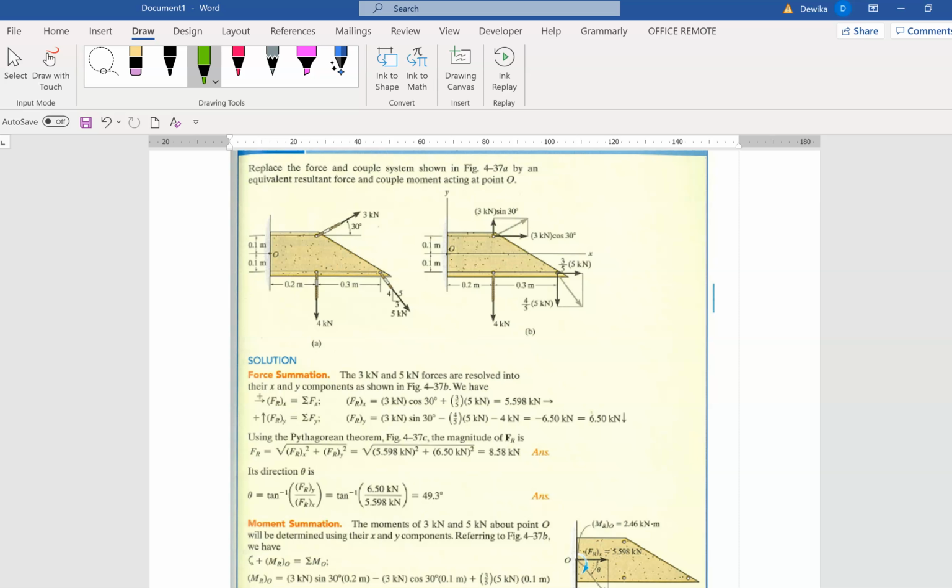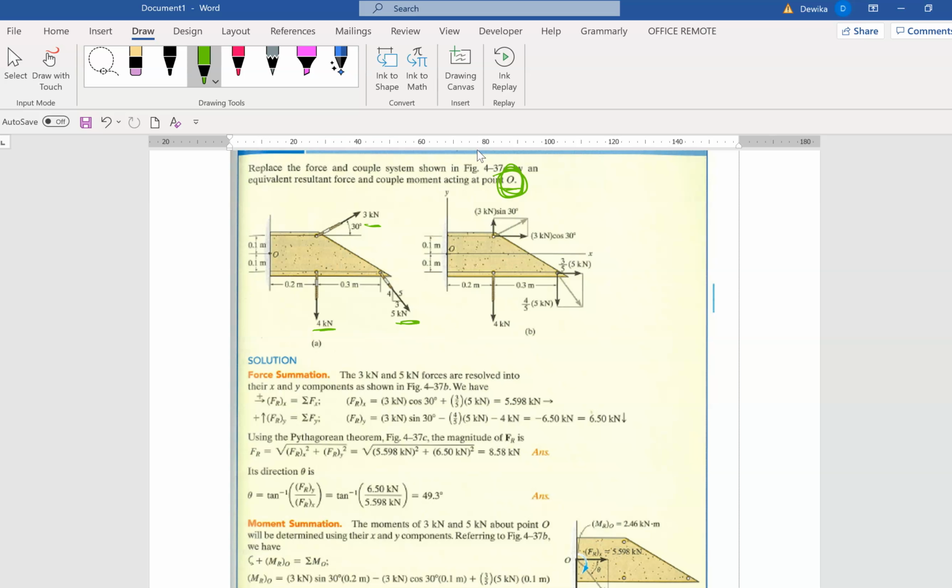So we have some forces down here, forces here and forces here. What does the question say? You have to simplify all the forces and shift it to point O. Can you see that? You need to shift this whole thing to point O. So how are we going to do that?